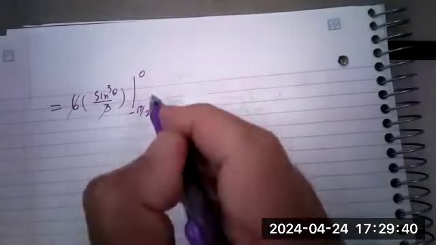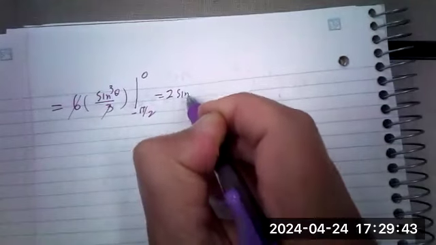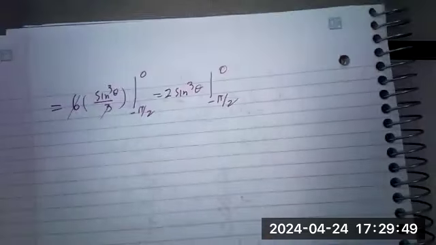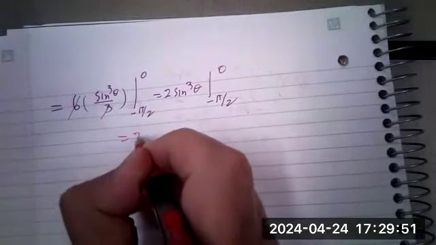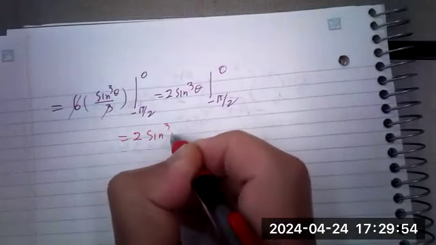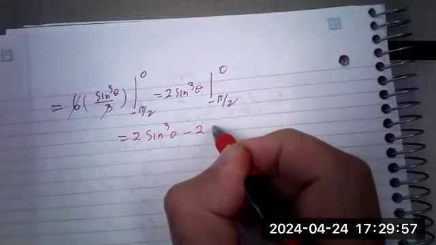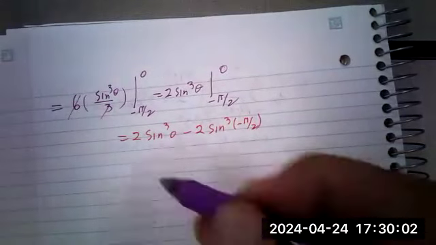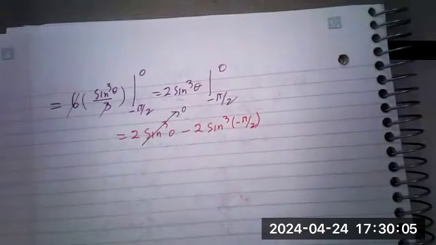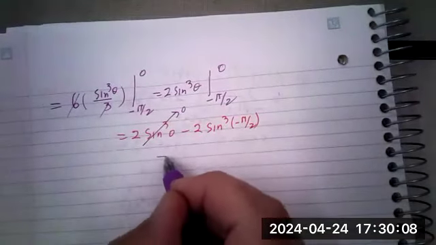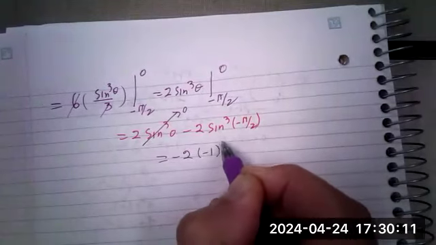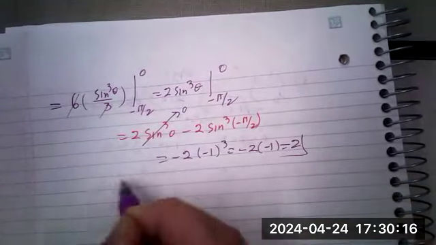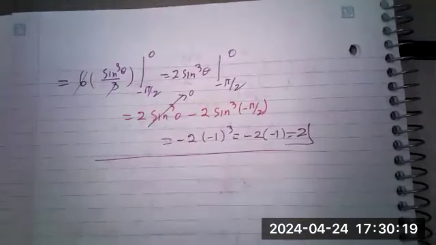So this would simplify. So that gives you 2 sine cubed theta going from negative pi half to 0. If you put the 0, the sine of 0 would be 0. So 2 sine cubed of 0 minus 2 sine cubed of negative pi half. Sine of 0 is 0. So that gives you 0. Sine of negative pi half is negative 1. So that gives you negative 2 times negative 1 cubed. Negative 2 times negative 1, which is 2. So the result is going to be equal to 2.